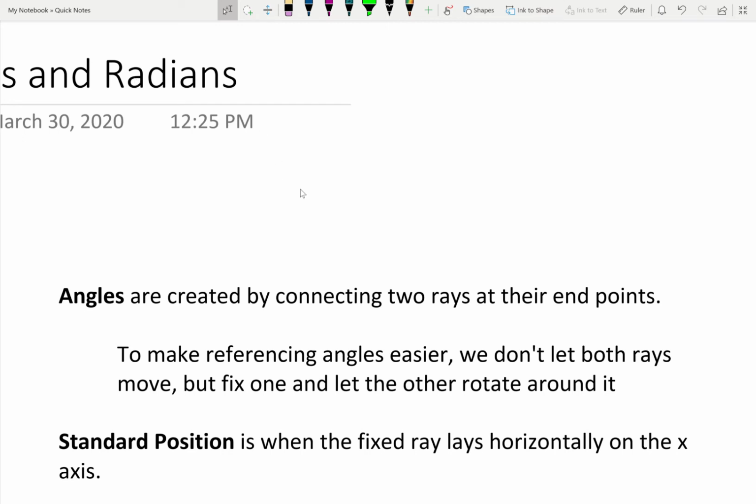Alright guys, so in this video we're going to be talking about angles and their measures and the difference between degrees and radians, which we talked about in the last lecture. Alright, so let's start real simple.